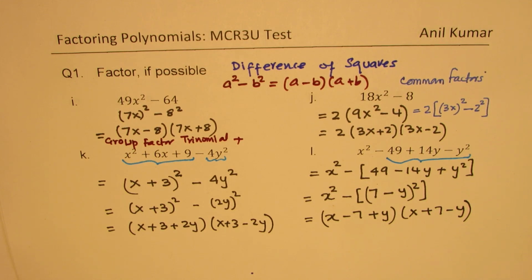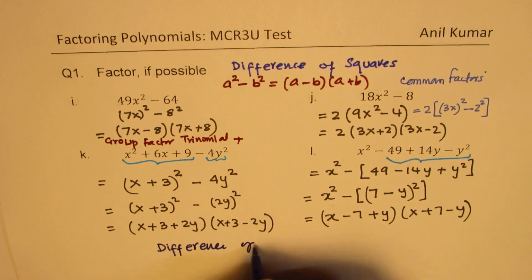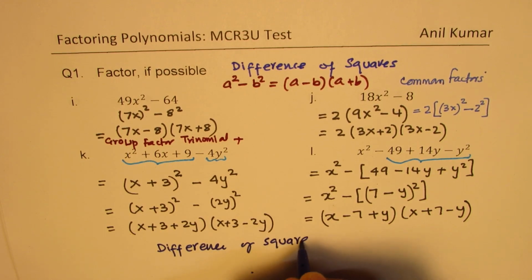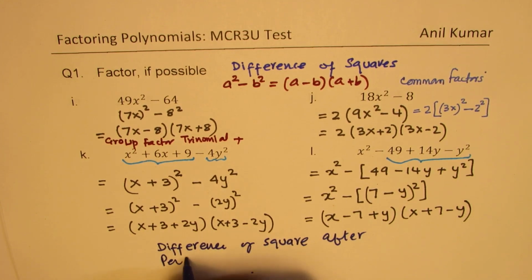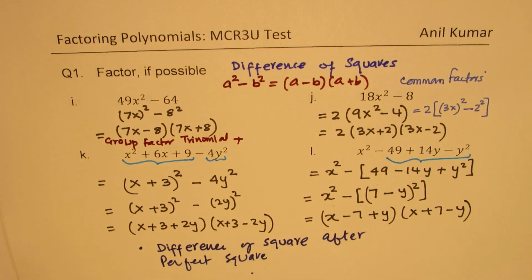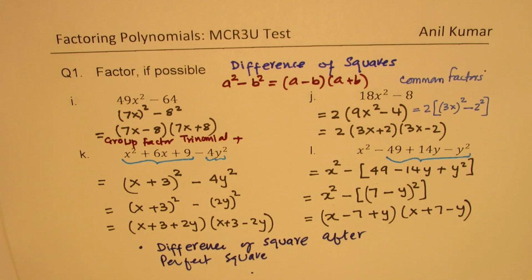Perfect. So what we saw in this particular case is a combination of difference of square after perfect square. Do you see that? So first you do perfect square and then you do difference of square. So that is another very important technique which you should understand to factor polynomials. Correct?